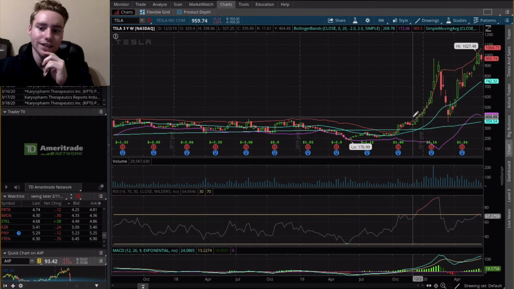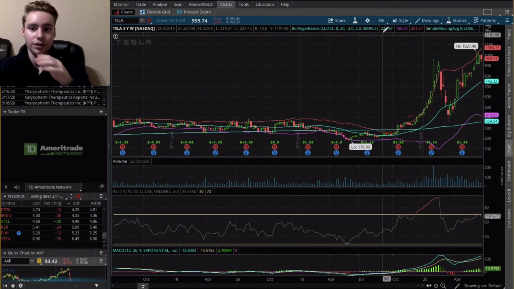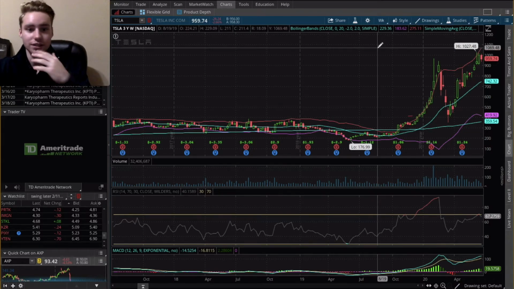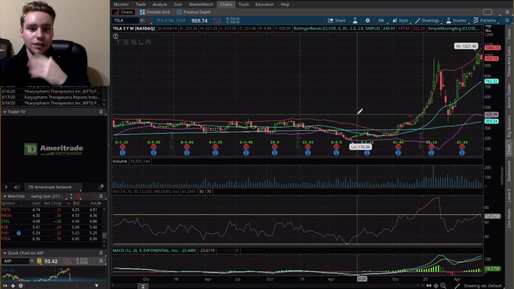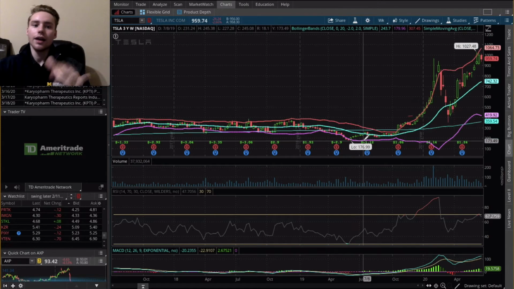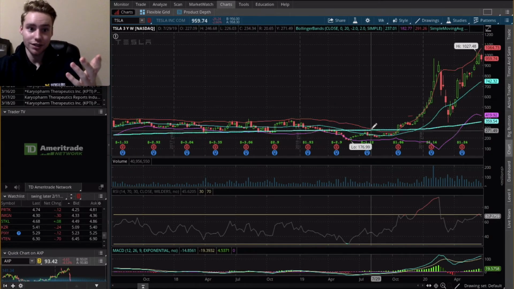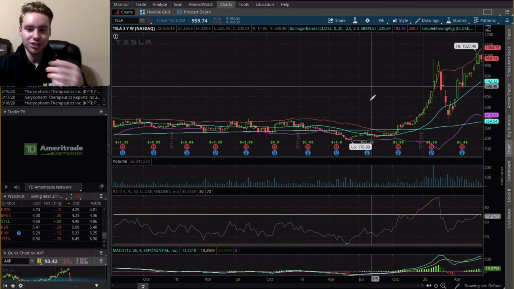So then at this level right here, people are saying, "Oh, this is too high for Tesla. This is trading at near all-time highs. This is like unprecedented. This isn't going to work. This is far too high. I think it's going to go down, so I'm going to short it." But then there's still more buyers, so the price keeps increasing.